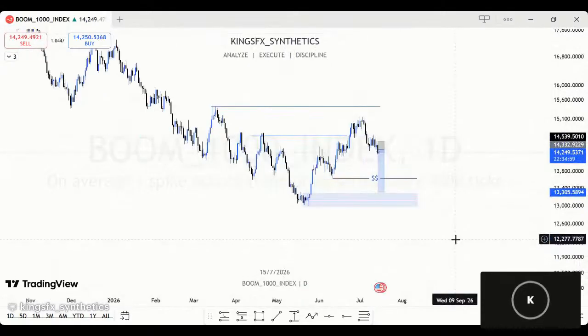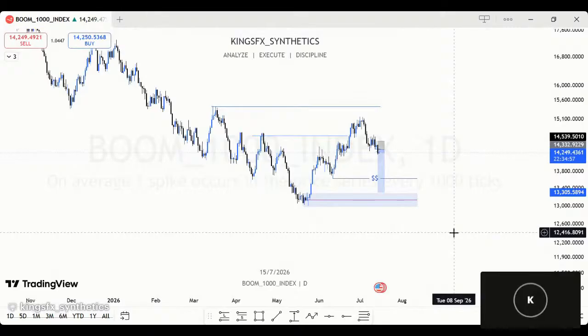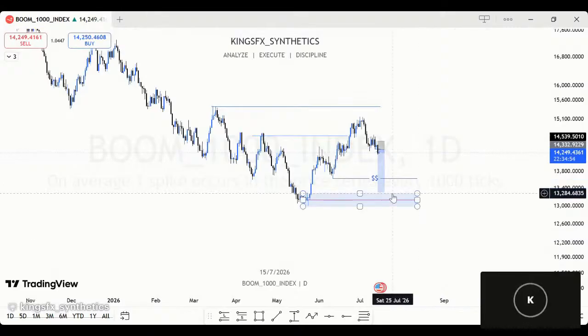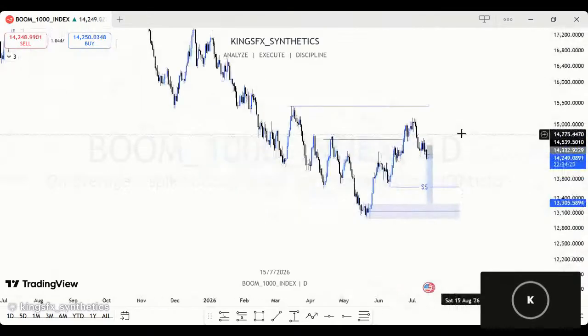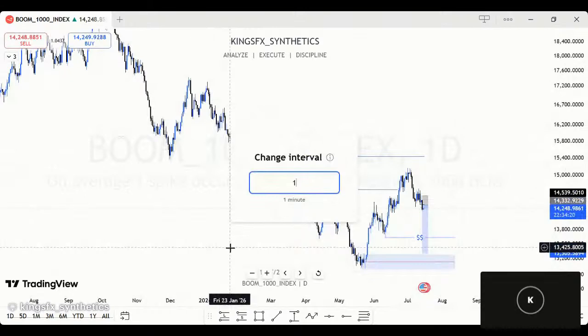For those of us joining a live, this is a trade opportunity that is presenting itself here. You can be smart enough to maximize this opportunity. This is Boom 1000, and we are in for a sell on Boom 1000. So we have been seeing price being very bearish. Let's look at a 1 week.